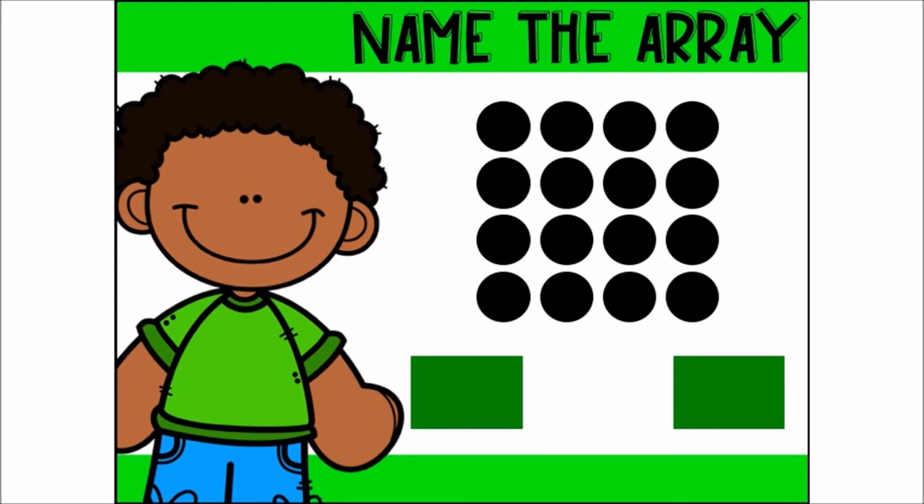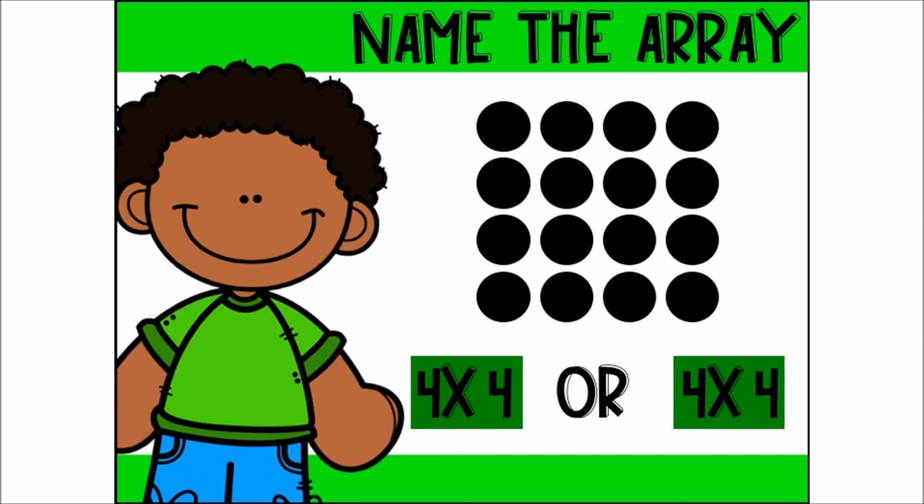Here's our next problem. Name that array using multiplication and flip your answer to get the other one. I want to see your 2 multiplication sentences in just a minute. Our answer is 4 by 4 or 4 by 4. Either way we do it, we're going to get the same answer because there are 4 rows and 4 columns in this array.